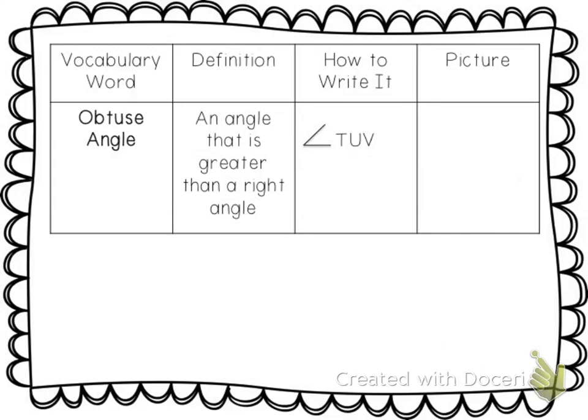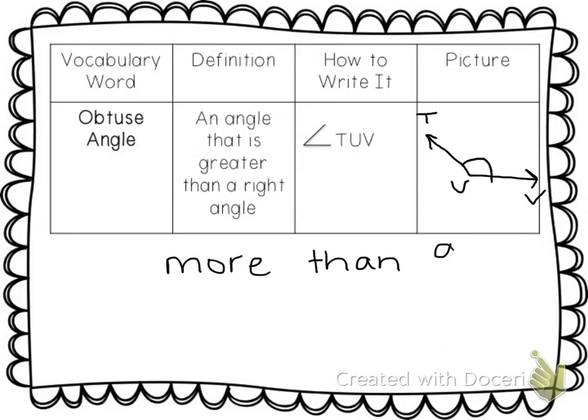Our last angle we're going to talk about is an obtuse angle, and that is an angle that is greater than a right angle. When we're talking about greater, I don't mean that the lines or the rays are longer. I mean that the opening is wider than a square. It's wider than a right angle. So this is TUV, then we would read it angle TUV. So an obtuse angle opens up more than 90 degrees.